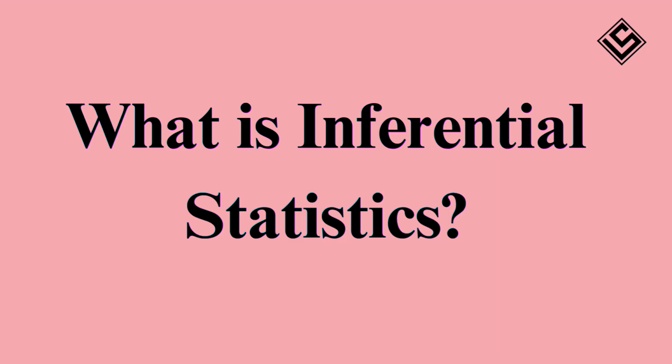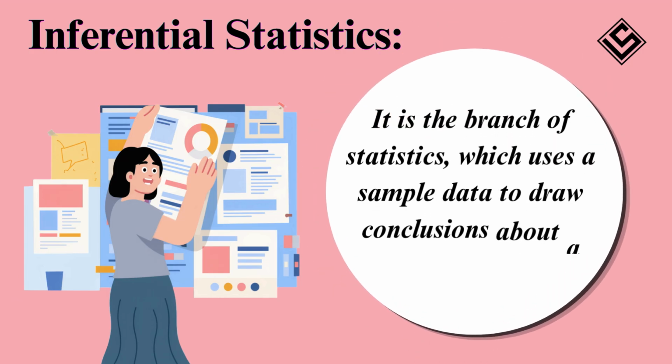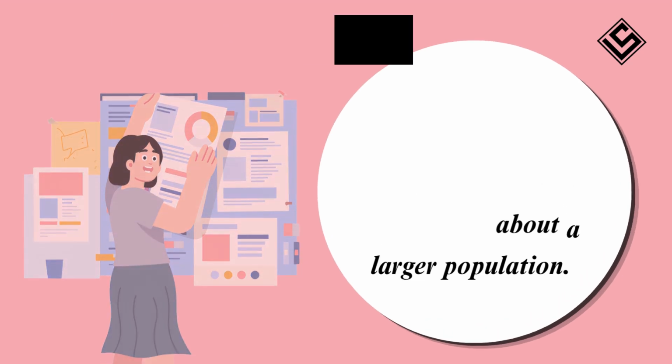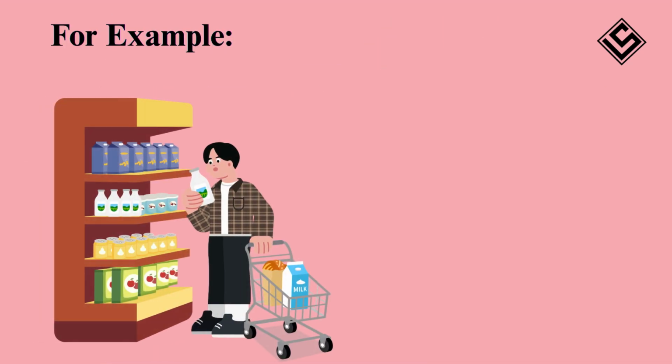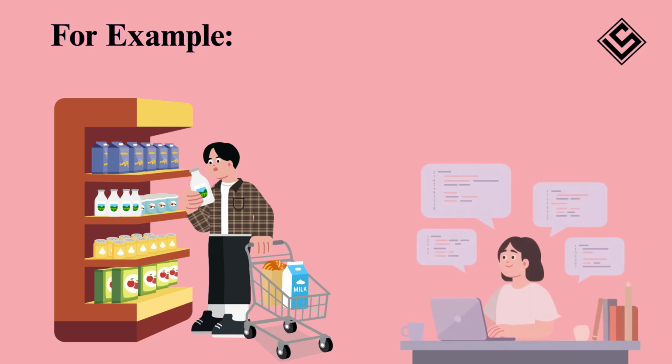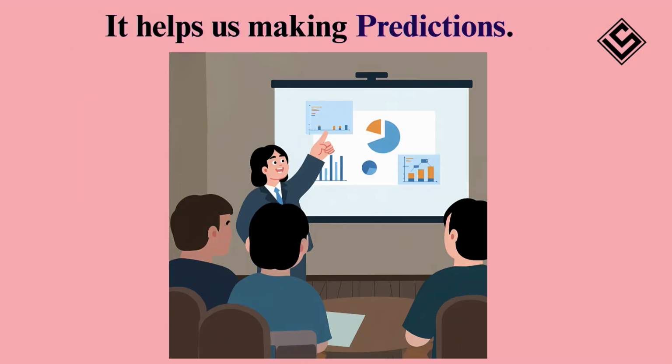Now, let's move on to inferential statistics. Inferential statistics goes one step further. Instead of only describing the available data, it uses a sample to draw conclusions about a larger population. For example, suppose a company asks 1,000 customers what they think about a new product. Using those responses, the company estimates what millions of customers are likely to think. That's inferential statistics. It helps us make predictions, estimates, and informed decisions, even when studying the entire population isn't practical.